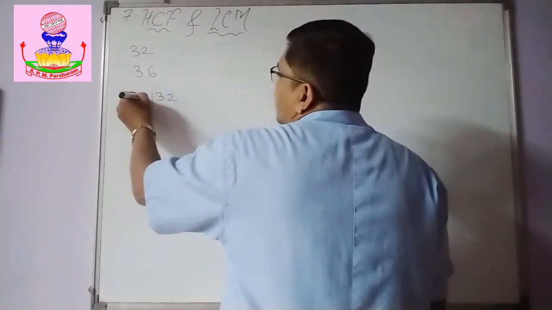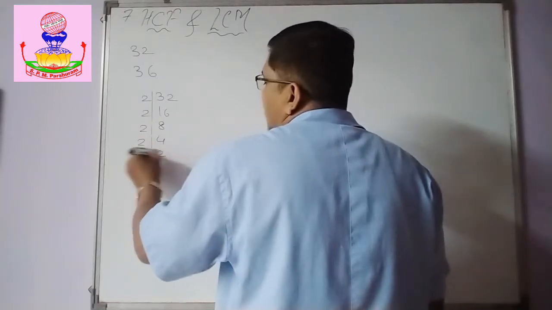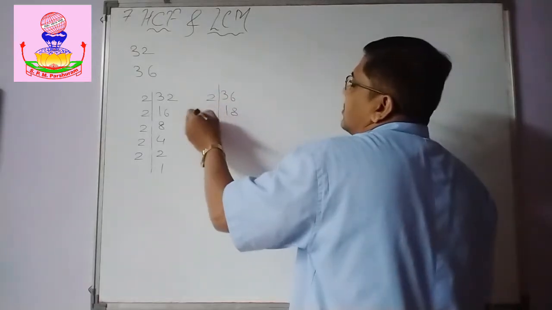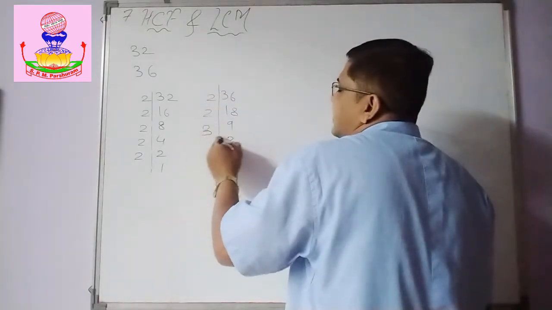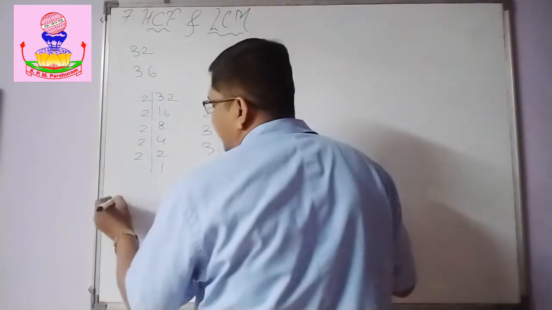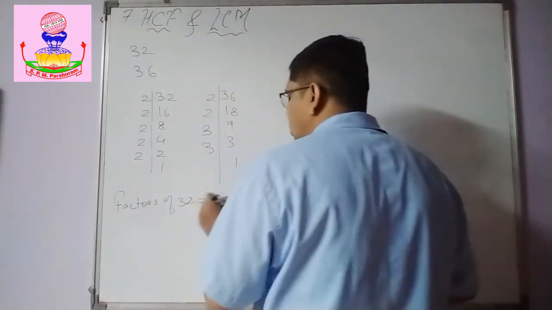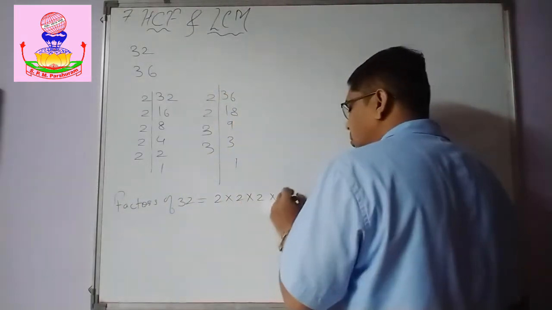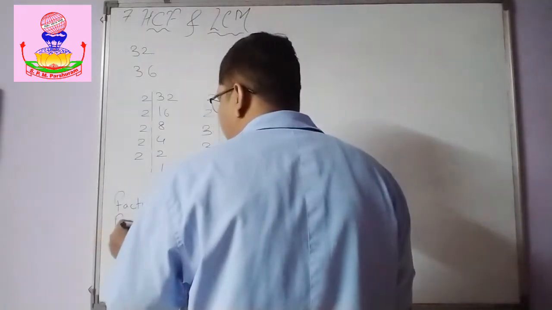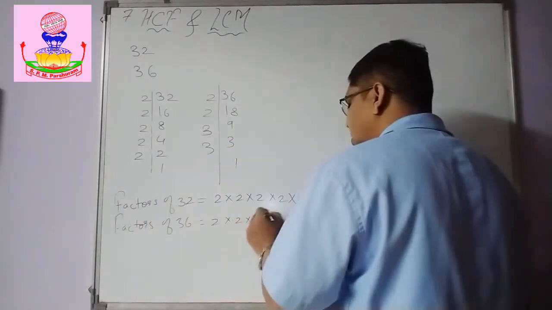So 32: 2 16s are 32, 2 8s are 16, 2 4s are 8, 2 2s are 4, 2 1s are 2. And 36: 2 18s are 36, 2 9s are 18, 3 3s are 9, 3 1s are 3. I believe you know this. So factors of 32: 2 into 2 into 2 into 2 into 2. And factors of 36: 2 into 2 into 3 into 3.